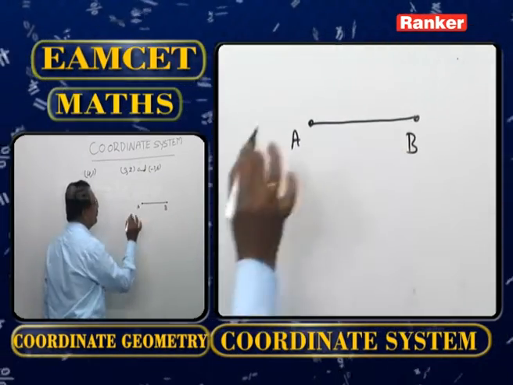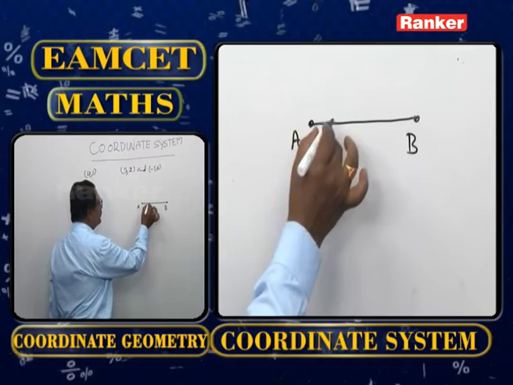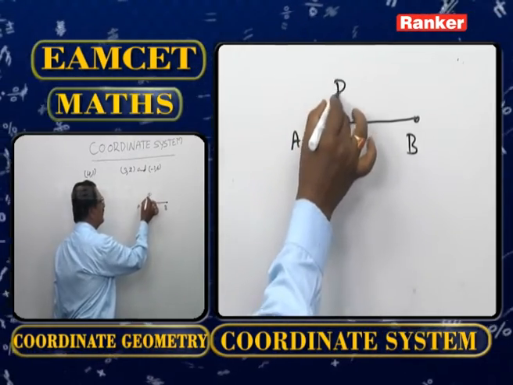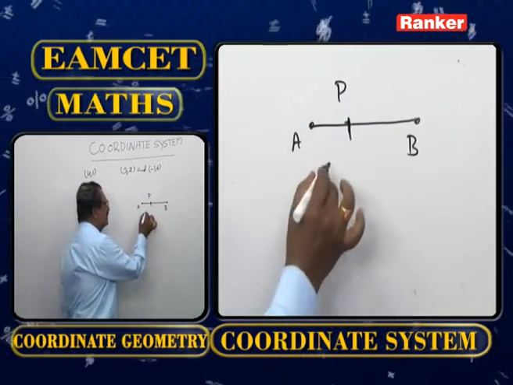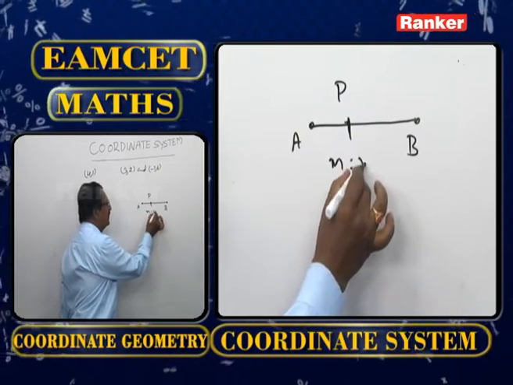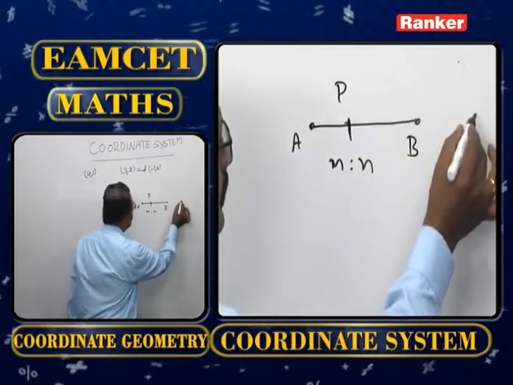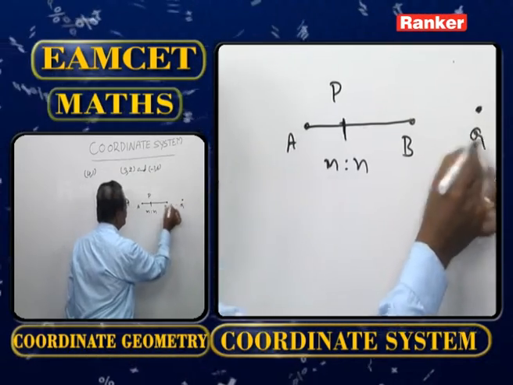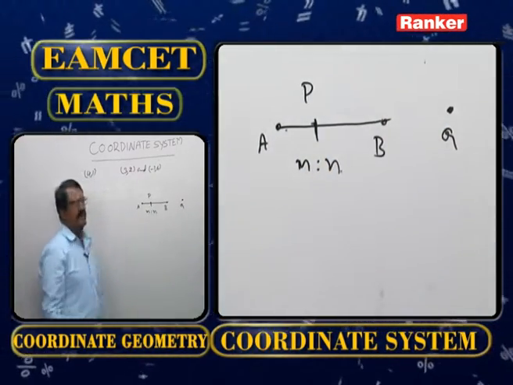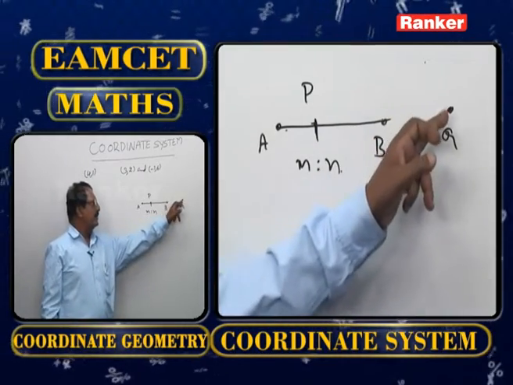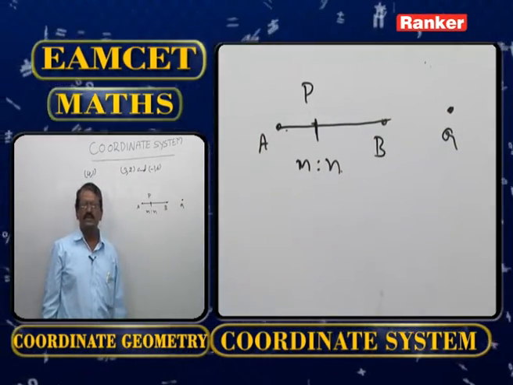Suppose A and B are two points. Now there is a point P. Point P divides AB in the ratio m:n internally, and another point Q divides AB in the same ratio m:n externally.